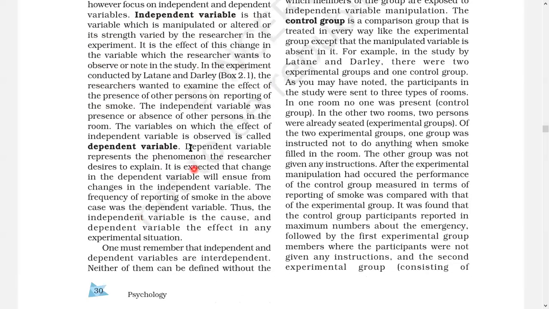So we will see the definitions. Dependent variable represents the phenomenon the researcher desires to explain, like the experimenter studies what the behavior is. It is expected that change in the behavior will ensue from the changes in the independent variable. When you tweak the independent variable, the behavior of a human being, or the variable you are trying to observe, changes. That is what fear in a human being, the reporting factor in a human being, is.